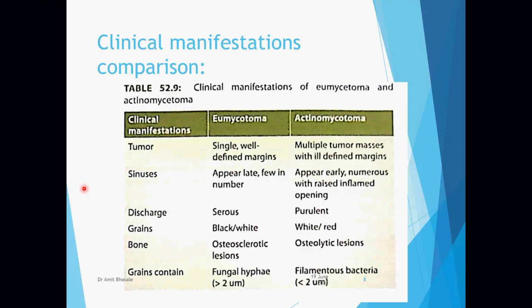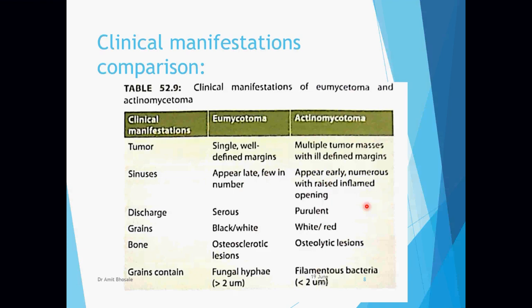Clinical manifestations, comparison between eumycetoma and actinomycetoma. Eumycetoma is caused by a fungus, and actinomycetoma is a bacterial disease. The tumor or swelling in eumycetoma is single with well-defined margins, while in actinomycetoma there are multiple tumor masses with ill-defined margins. Sinuses appear late and are few in number in eumycetoma. In actinomycetoma they appear early and are numerous, with raised inflamed openings.